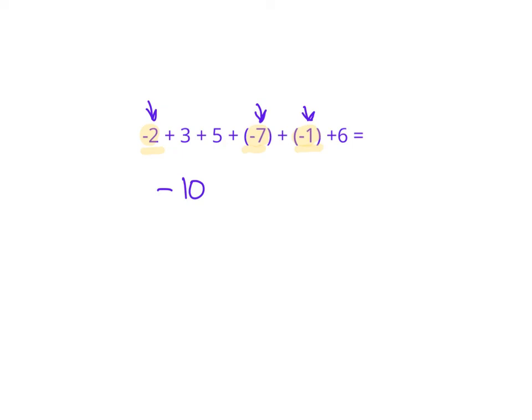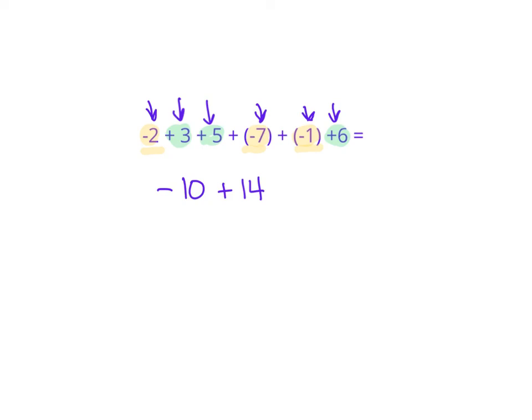Now I'm going to combine my positive numbers. So I have positive 3 and positive 5, which gives me 8, and I have a positive 6. 8 plus 6 is positive 14, so I'm going to add that to my problem. So 3 plus 5 plus 6 is 14. Now I have negative 10 plus 14.